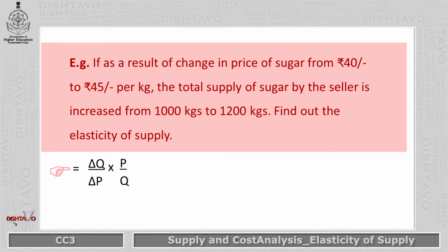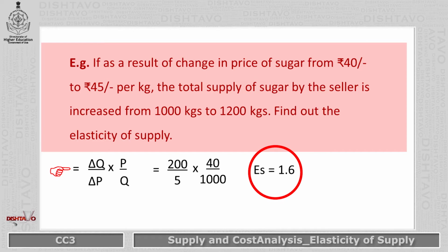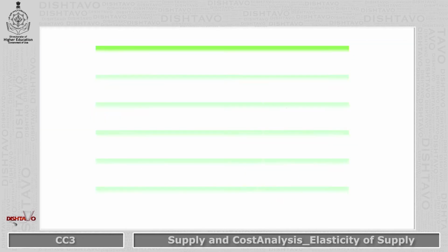So, using the formula delta Q upon delta P into P upon Q and substituting the values, we get 200 divided by 5 into 40 divided by 1000. And we get the answer as elasticity is equal to 1.6, indicating that supply is more elastic over here.